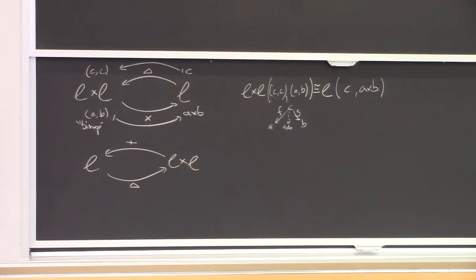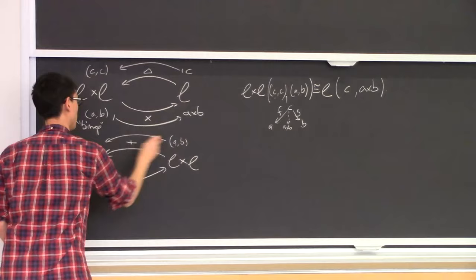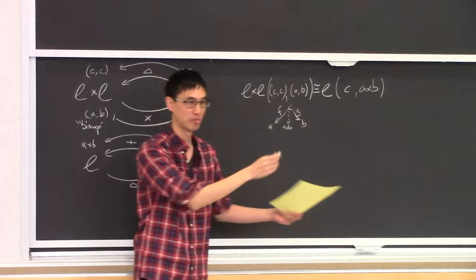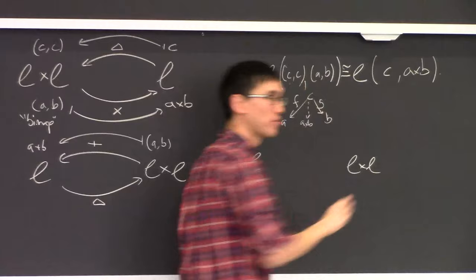And this is the same functor, and this functor here maps the pair AB to A plus B. And what we see over here as we interpret this as a bijection between Hom sets is that, again, we have these two categories, C and C times C.